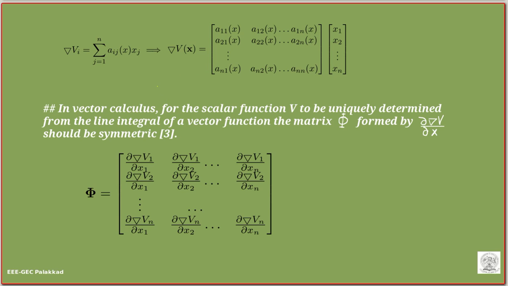There is another property of this del v of x in vector calculus. We have to generate v of x from the line integral from 0 to x of del v of x. In order to generate it uniquely from the line integral of the gradient function, the derivative of del v with respect to dx, which is represented as phi, should be a symmetric matrix.